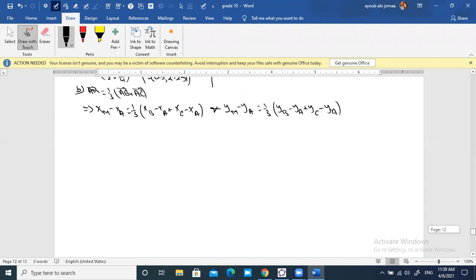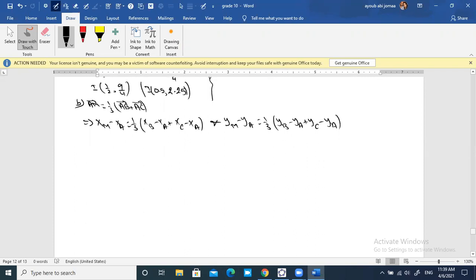Now we replace. So xM minus 1, where xM is what we have to find, equals 1 over 3 times (2 minus 1, plus negative 1 minus 1). So minus 1 minus 1, negative 1 minus 1.